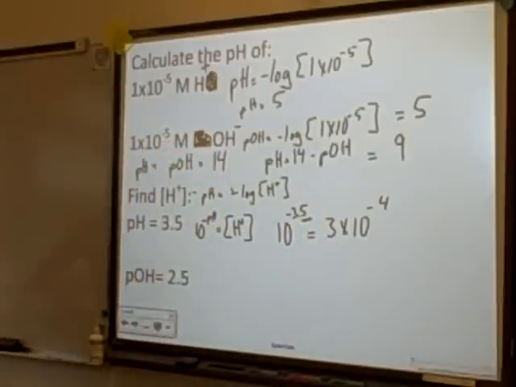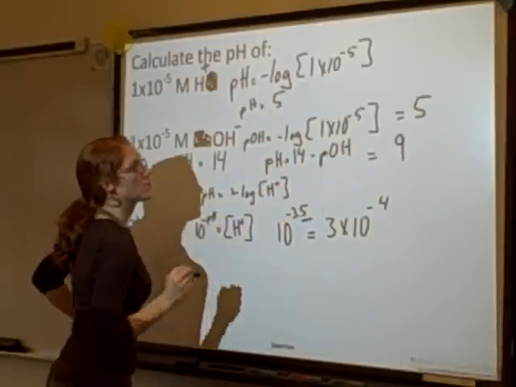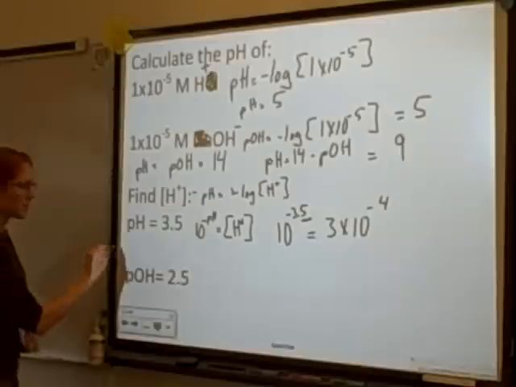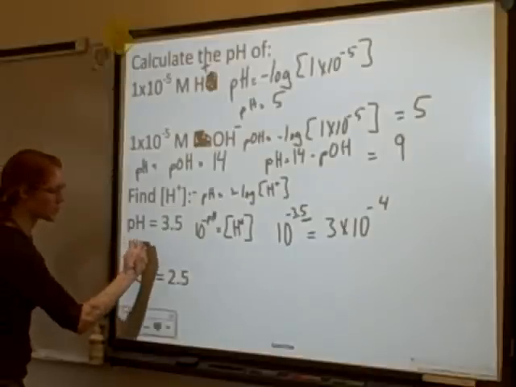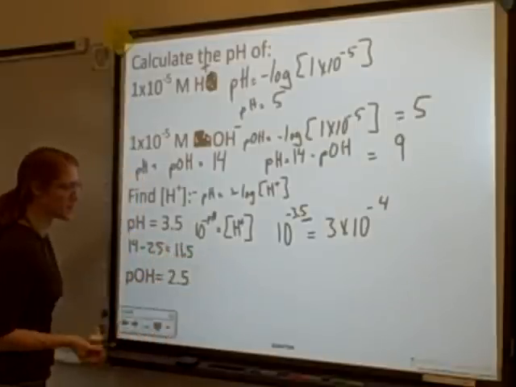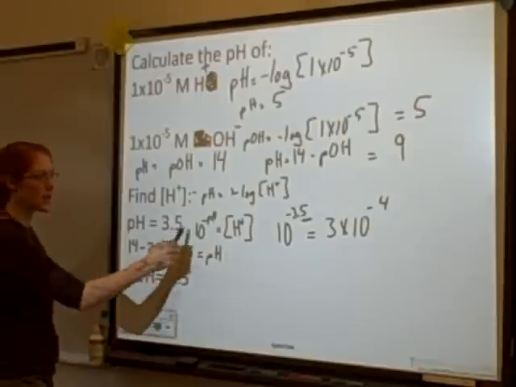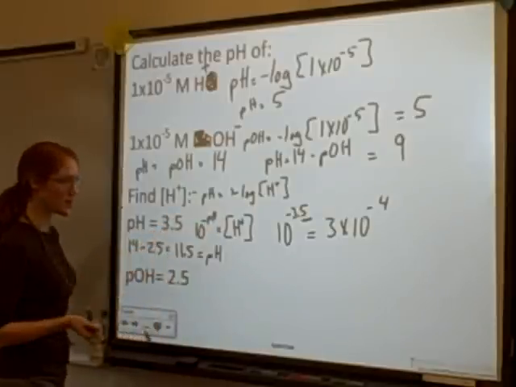For pOH, if the pOH is 2.5, and I know that 14 minus pOH gives me the pH, then 14 minus 2.5 gives me 11.5. That's my pH. Okay, so that's the pH. And from here, I can see 10 to the negative pH gives me the concentration of H plus.